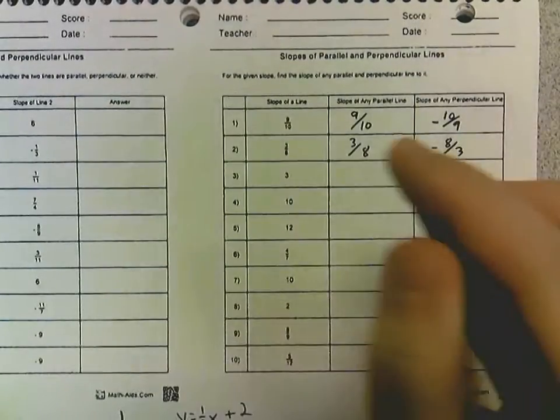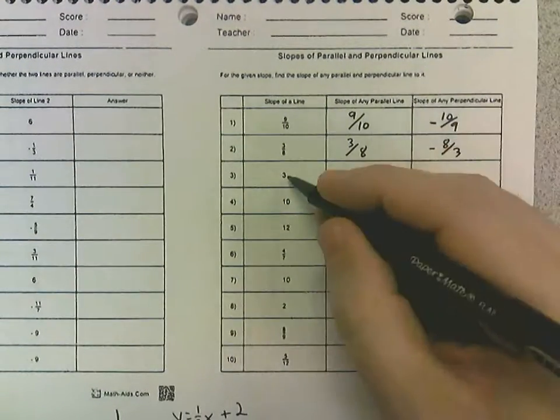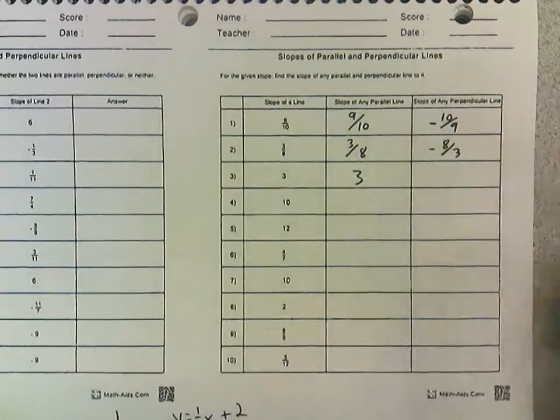Okay, what about a whole number? So a whole number, again, the parallel slope to 3 would be 3.